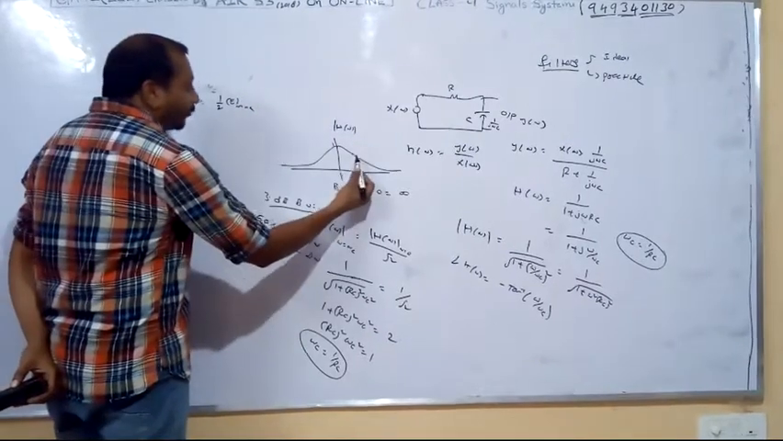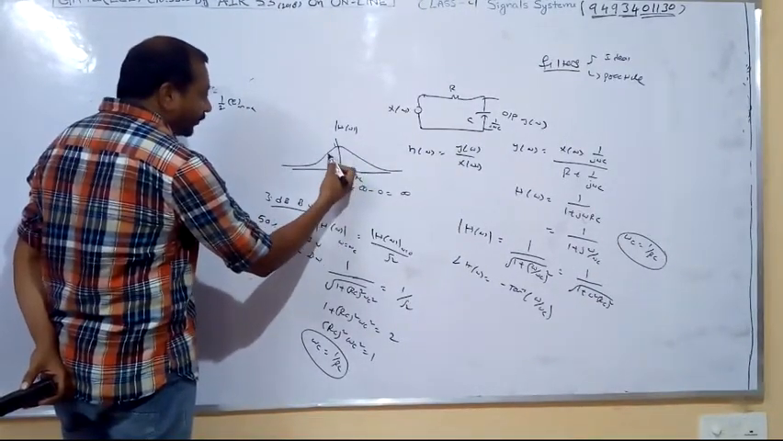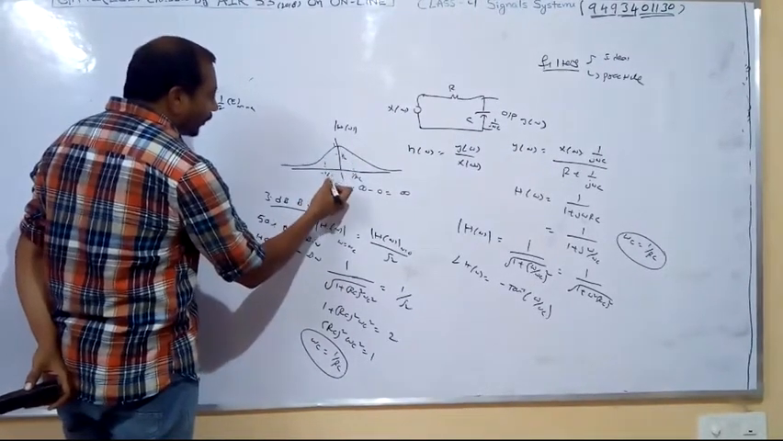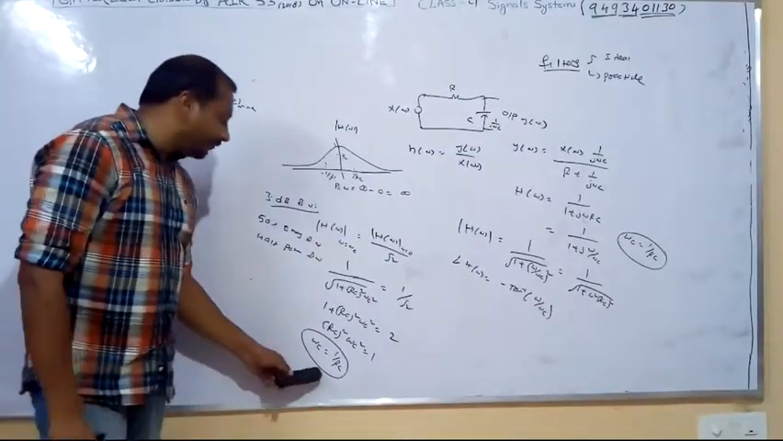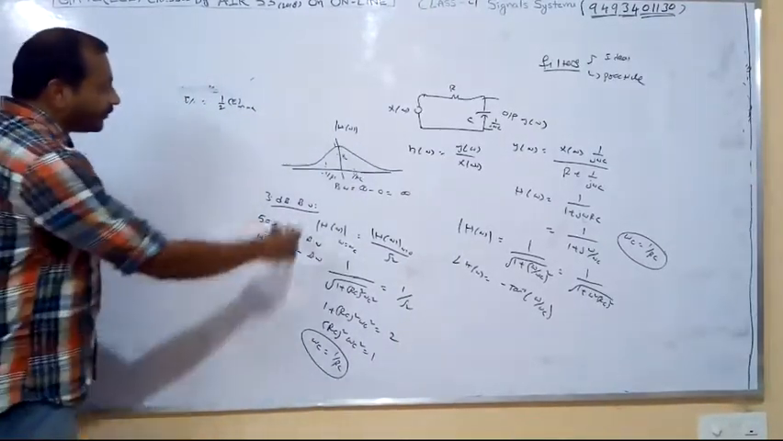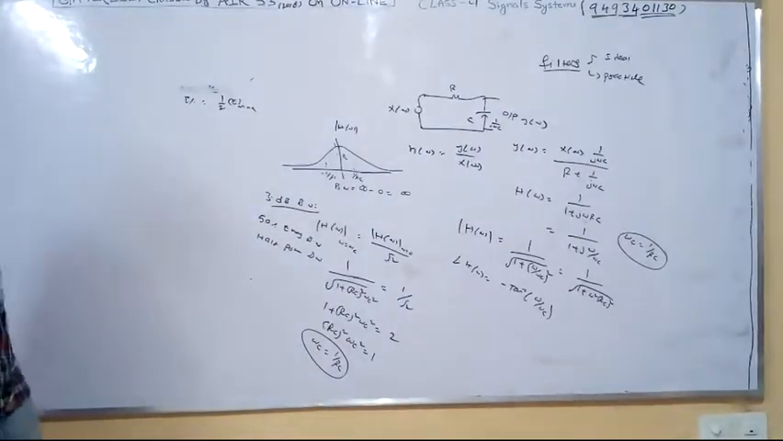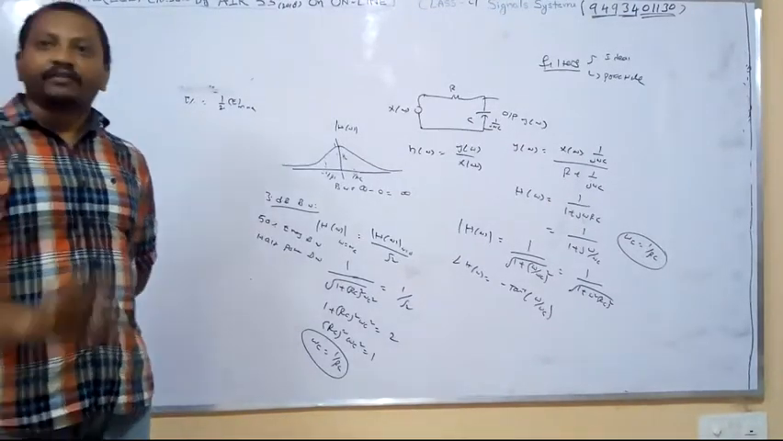We can say that at omega equal to 1 by RC, the amplitude will reduce to 1 by root 2 times the maximum value, that is 1 by root 2. The corresponding one is minus 1 by RC. So this can be called the 3 dB frequency or 3 dB bandwidth. Now the 3 dB bandwidth is simply 1 by RC minus 0, which is equal to 1 by RC, which is called omega c, the cutoff frequency, also called the 3 dB cutoff frequency.